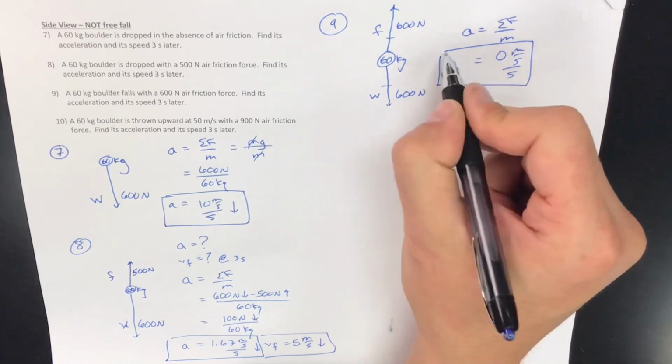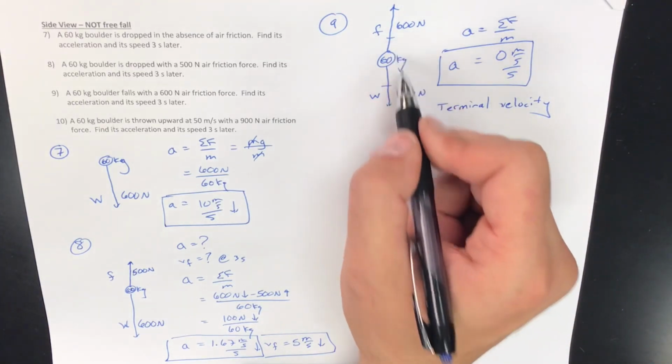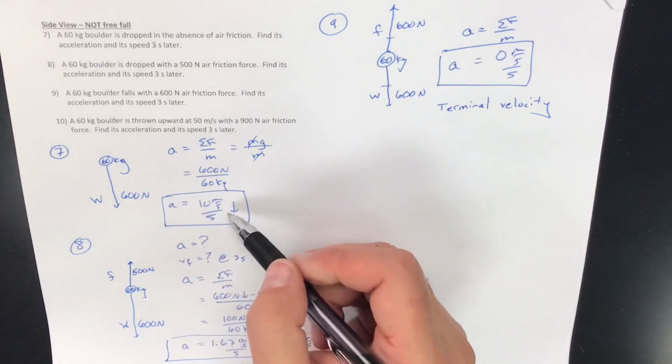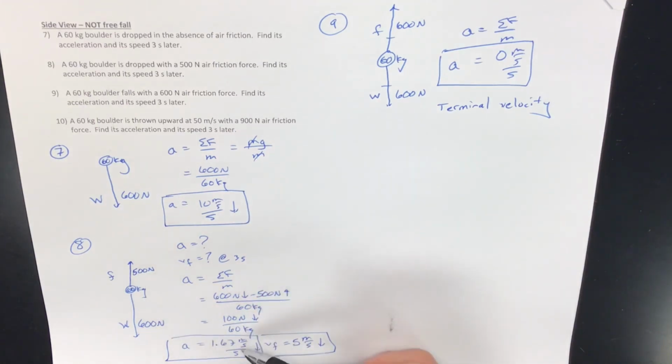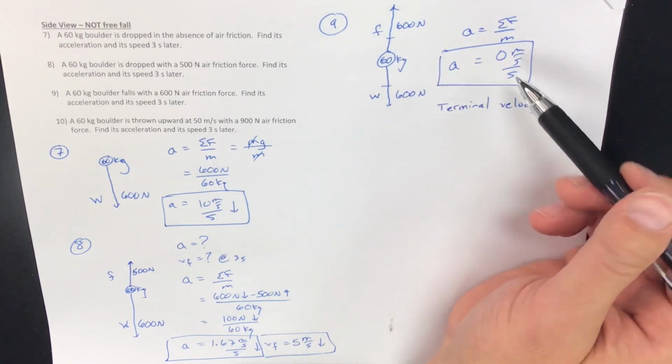It doesn't exist. This is falling at what we call terminal velocity, where the acceleration is 0 because the friction force balances the weight. And this one, no friction. Acceleration is 10 meters per second every second down. This one, lots of friction, 1.67 meters per second every second down. And this one, they balance, and so there's no acceleration.